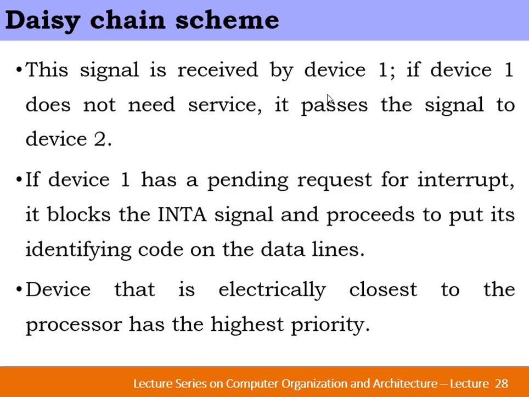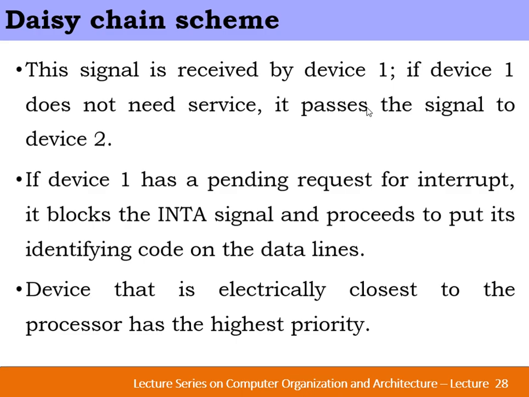Here the thing is that the device that is electrically closest to the processor has the highest priority. The one which is very near to the processor is going to get service. So in the daisy chain arrangement, the device that is electrically closest to the processor will have the highest priority, and the second device along the chain has the second highest priority, and so on.